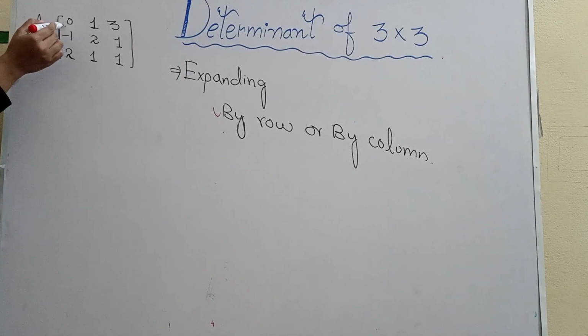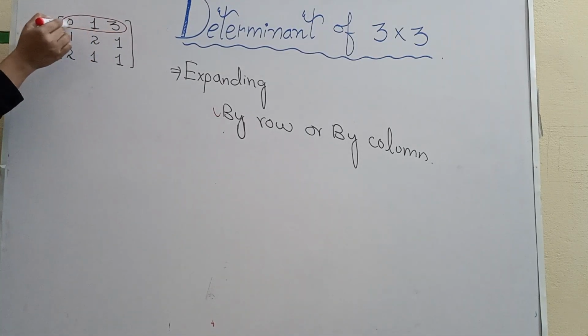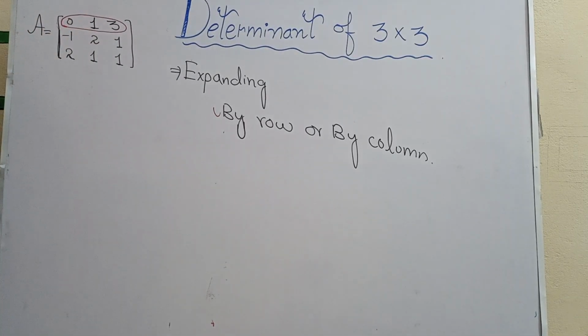Suppose I am going to expand this matrix by the first row, that is 0, 1 and 3. For this, I have to first calculate the cofactor of each and every element in this row. So I have 3 elements in this row, that is 1, 2 and 3. So I am going to first calculate the cofactor of these elements. So let's start the solution.